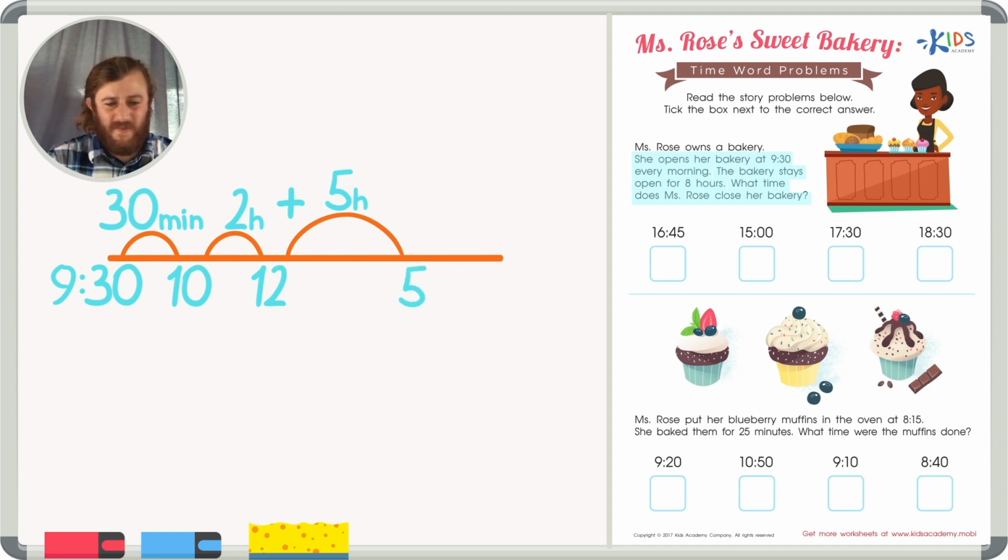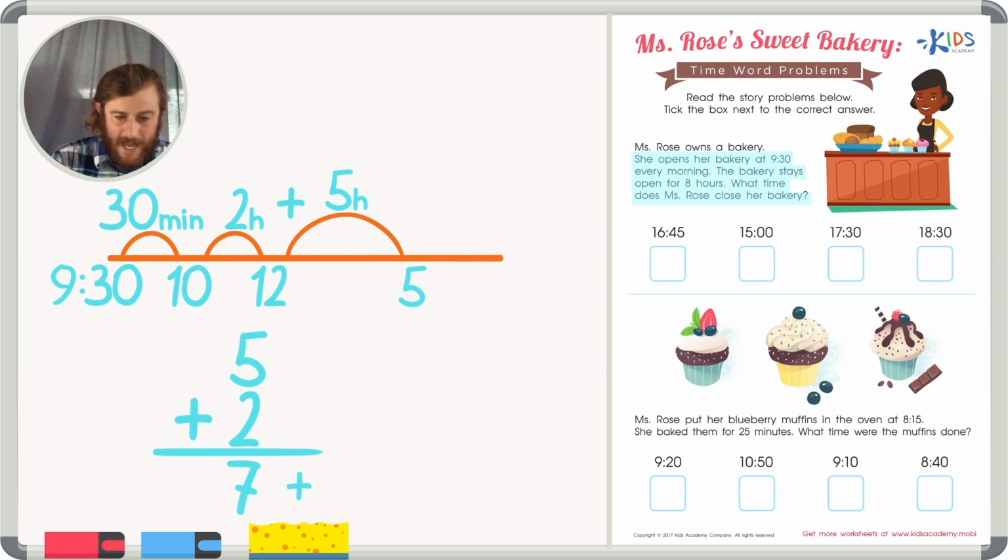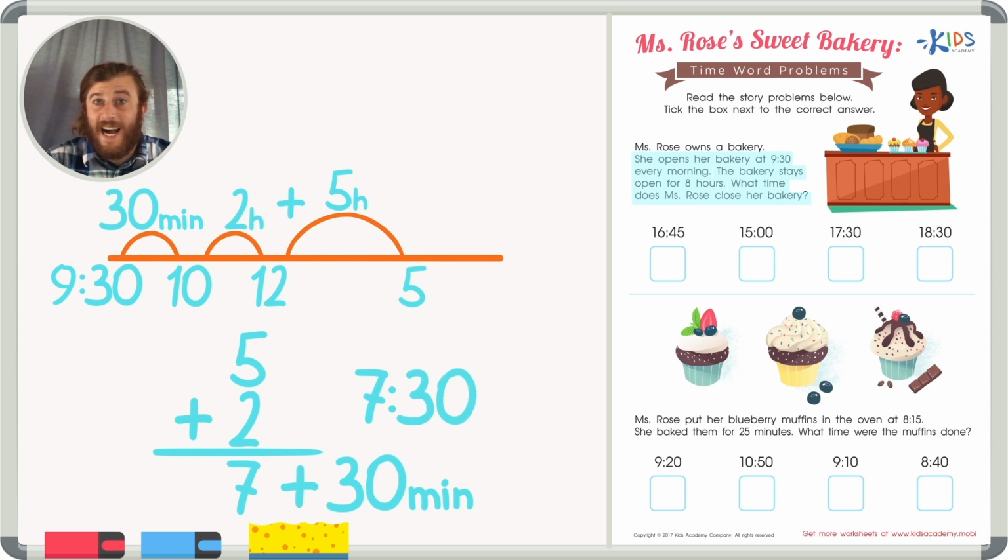Before we go any further, let's add this up. We have 5 hours plus 2 hours, and that's 7 hours. And I also have my extra 30 minutes, so I'll add 7 plus 30 minutes, and that gives us a total of 7 hours and 30 minutes. We're still missing a half hour of time, so let's jump another half hour.